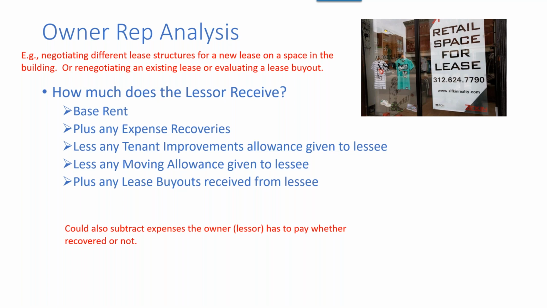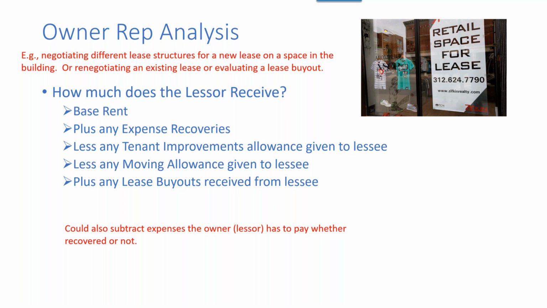May also be some moving allowances. During times when the market gets weak, what we tend to see is additional tenant improvements or additional moving allowances and other types of concessions, free rent and other things rather than changing the base rent. A lot of times what we see is just more concessions in some of these other areas. And then there could be lease buyouts that are received from the lessee is the last thing I have listed there.